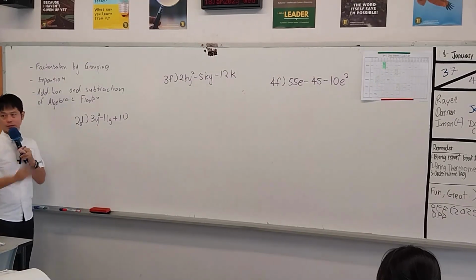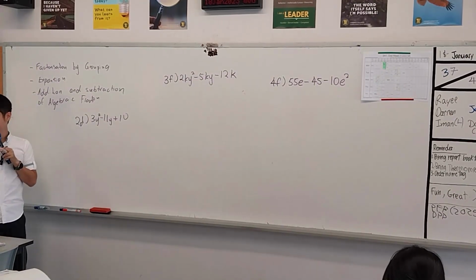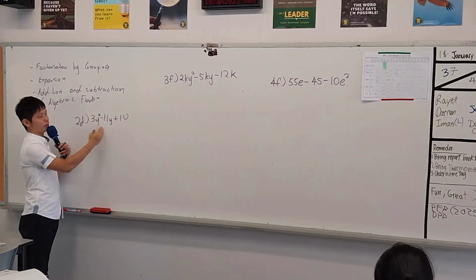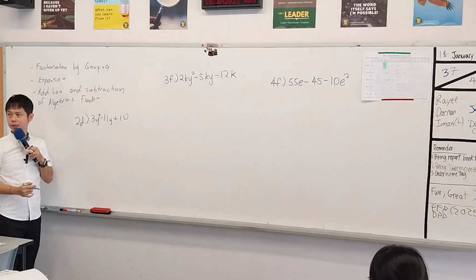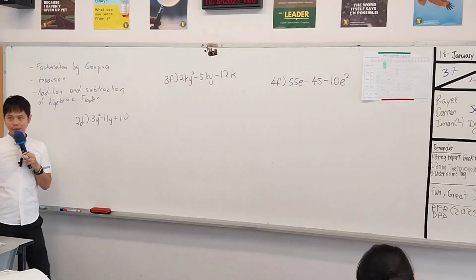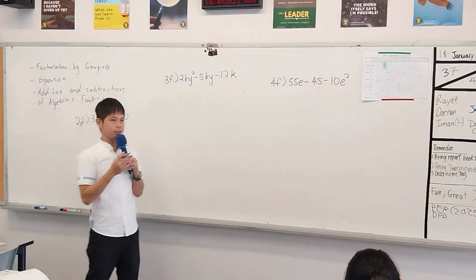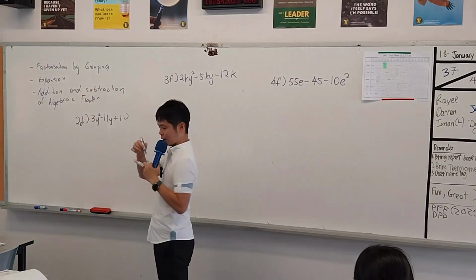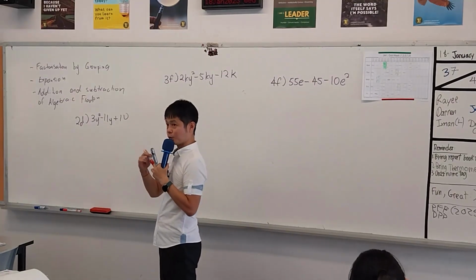About how to factorize such an expression. In this expression, we have a y squared term, a y term, and a constant. We will use something called the frame method or the cross method. Let us start with the frame method. The frame method is very simple to start off with. You start with a tic-tac-toe.